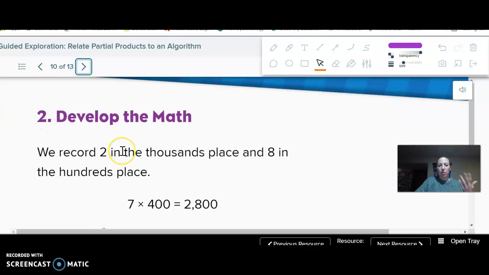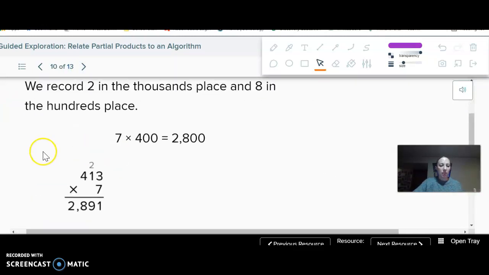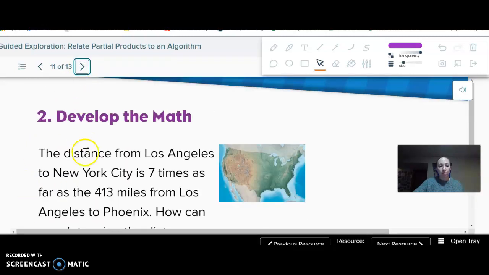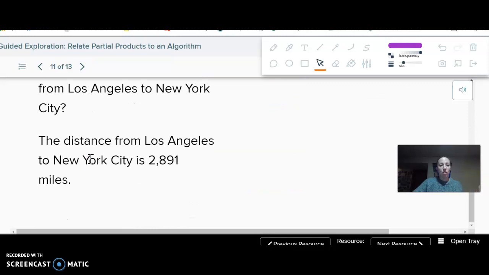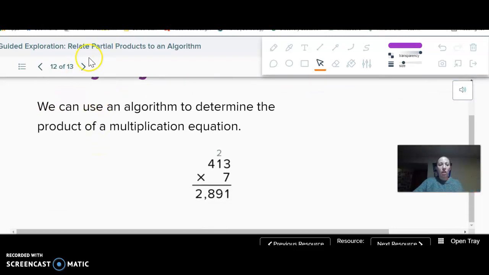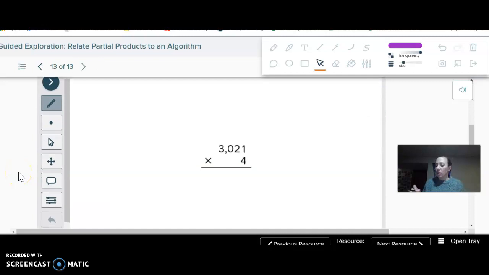I'll show some more examples where sometimes we have regrouping, sometimes we don't, but we can see after we do all that, 2,891 is the distance from New York to Los Angeles. So that's the standard algorithm. I'll show you some more. So do this with me. So I start in, I always do times the 4.